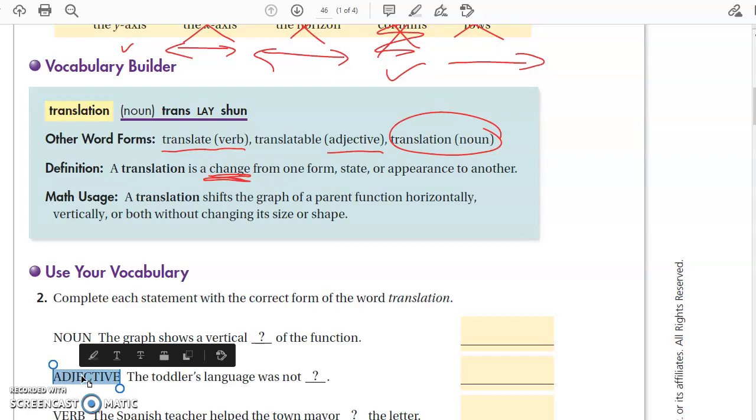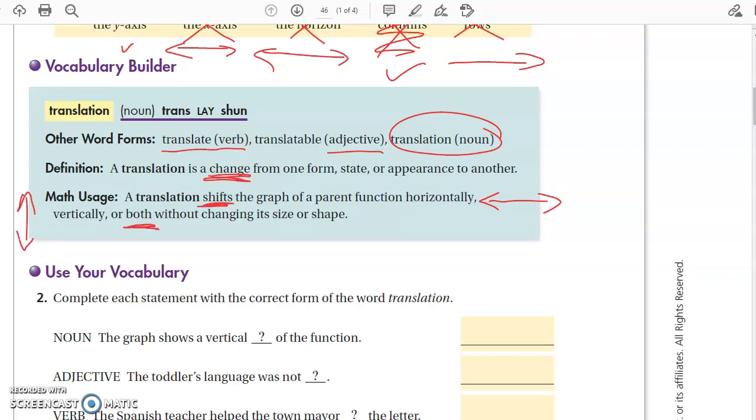Math usage. A translation shifts, so moves, the graph of a parent function horizontally, that means that way or that way, or vertically, that means this way, or both, without changing its size or shape. So the easiest one you probably did last year, you probably slid a triangle across the paper, called a translation.